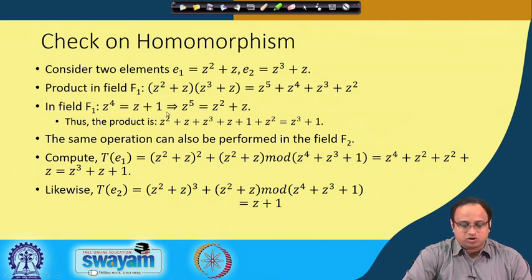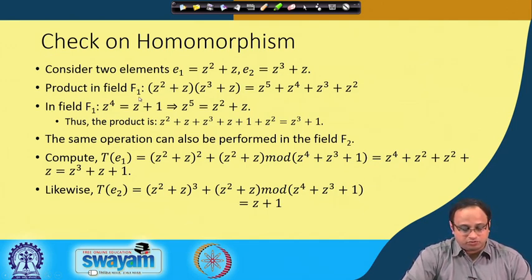So, let us check on the homomorphism property. In the homomorphism property, you consider two elements E1 and E2. Suppose E1 is equal to Z square plus Z, and E2 is equal to Z cube plus Z. These are two elements in F1.